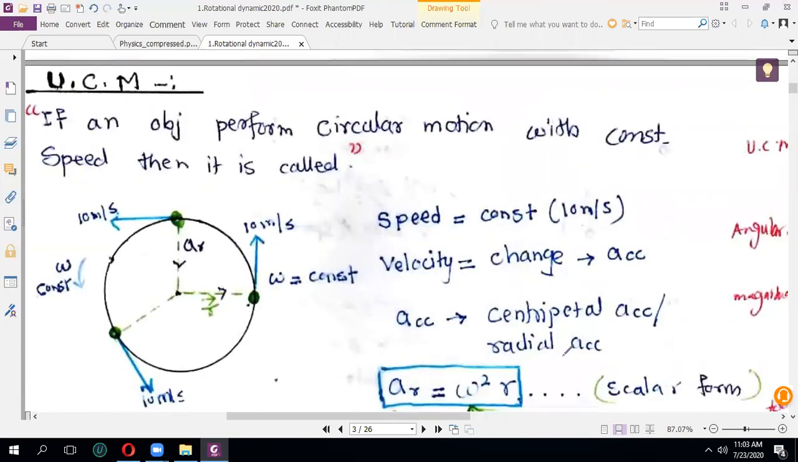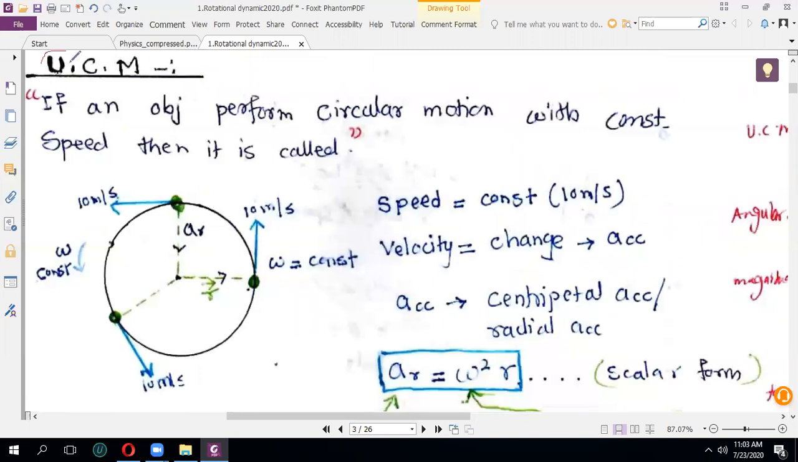Next, uniform circular motion. The word uniform means same, or constant. What is the meaning of uniform? Constant. UCM means uniform circular motion. We know that CM means circular motion. So what is the definition of UCM?